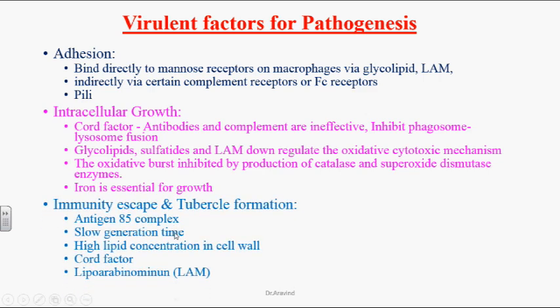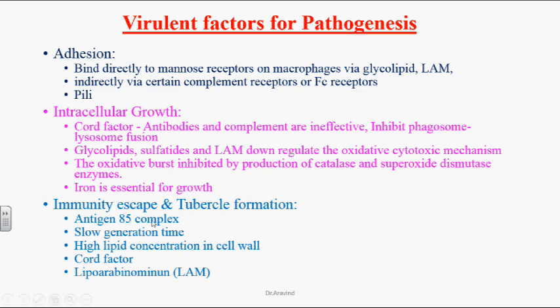Immune escape and tubercle formation. The antigen 85 complex is nothing but a lot of protein molecules present on this organism, and these protein molecules are combined together. They are called the antigen 85 complex molecules, and these molecules attach to the fibrinogen which is present on the human cells, and that will prevent this organism from immune killing, the immune cytotoxicity of the host cell.